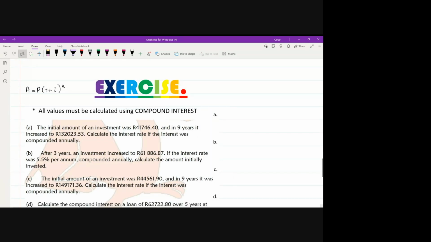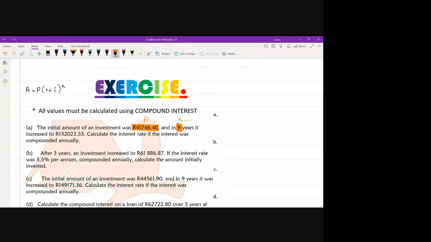Okay, let's look at A over here. A says, the initial amount of an investment was 41,746.40. So the initial amount means the start amount. Initial means first, right? Principal. So P. This is our P value. And in 9 years, so 9 is going to be our n.